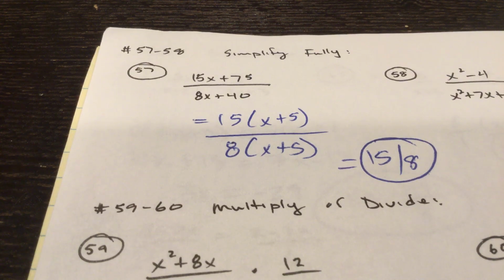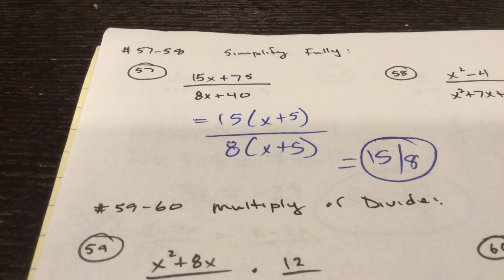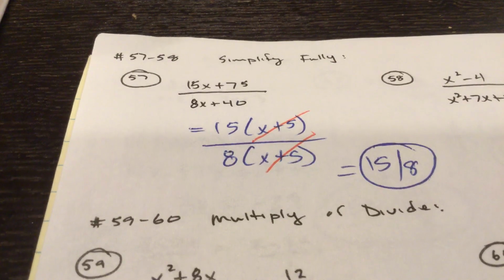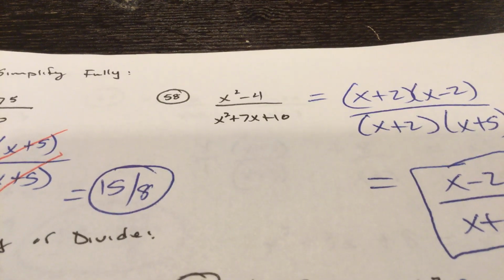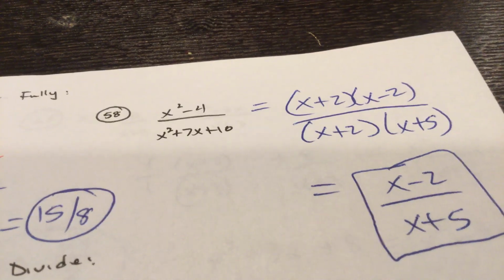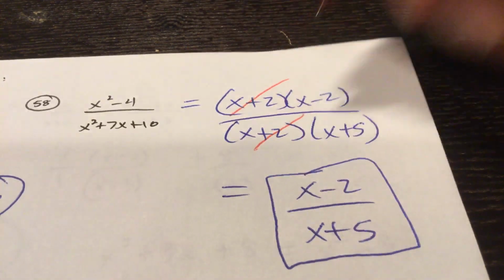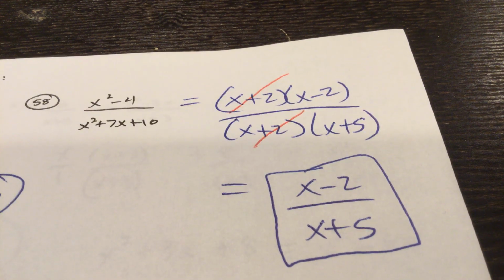On 57 and 58, simplify fully. On 57, factor out the 15 that the two terms in the numerator have in common. Factor out the 8 that the two terms in the denominator have in common. And then look at that. The x plus 5's cancel. 15 over 8. On 58, the numerator factors to be x plus 2 times x minus 2. The denominator factors to be x plus 2 times x plus 5. x minus 2 over x plus 5 is your simplified answer.